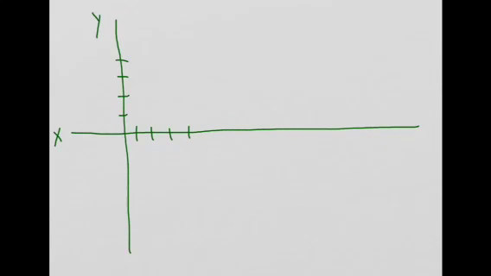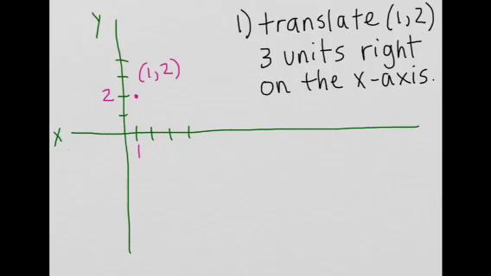Here you see point (1, 2) plotted. To plot that point, I went over 1 on the x-axis, and then I went up 2 on the y-axis. Now in black, I'm going to do what number 1 says: translate point (1, 2) 3 units right on the x-axis. So I'm going to start with the point (1, 2), and I'm just going to take it 1, 2, 3 points on the x-axis, and it's going to end up here.